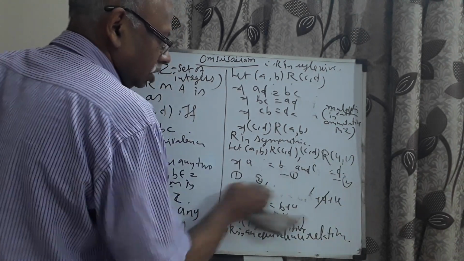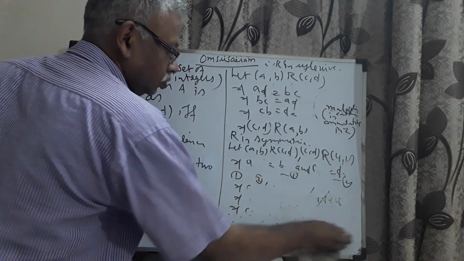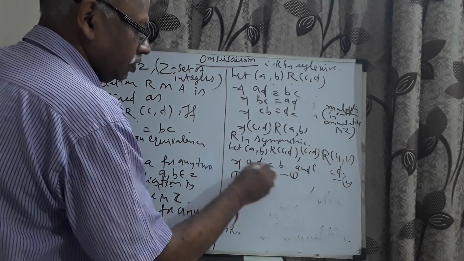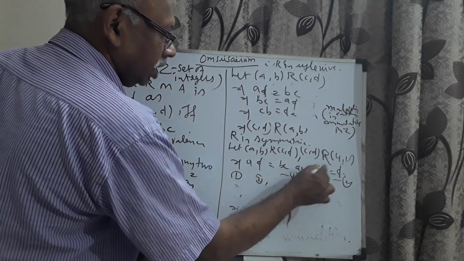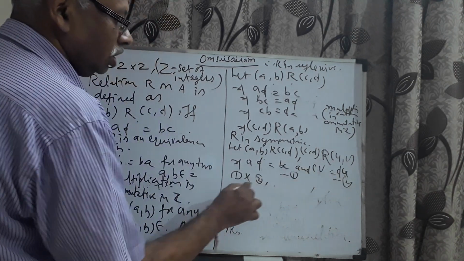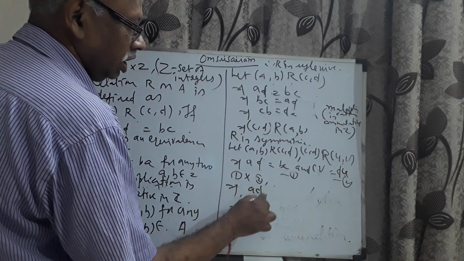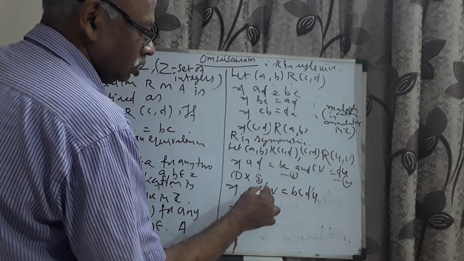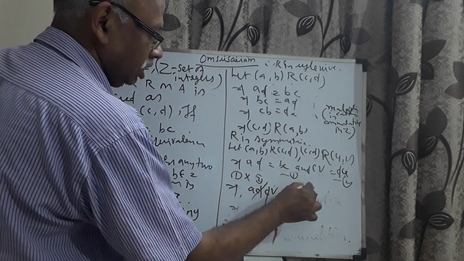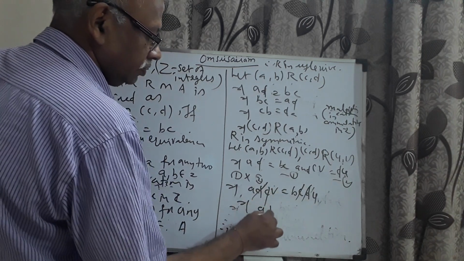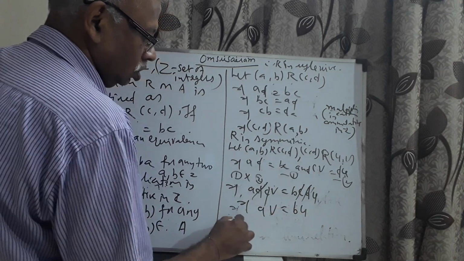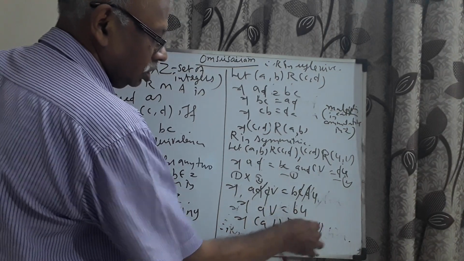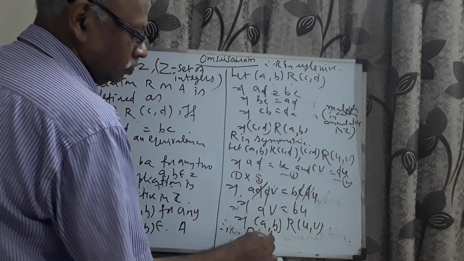Instead of addition, I'll just multiply the two results. Just listen carefully. Here I'll have AD is equal to BC, equation 1. Here I'll have CF is equal to DE, equation 2. Multiplying 1 into 2, I'll get AD into CF is equal to BC into DE. Here C gets cancelled, D gets cancelled, which implies AF is equal to BE, which implies A, B related to E, F. Now for R is transitive.